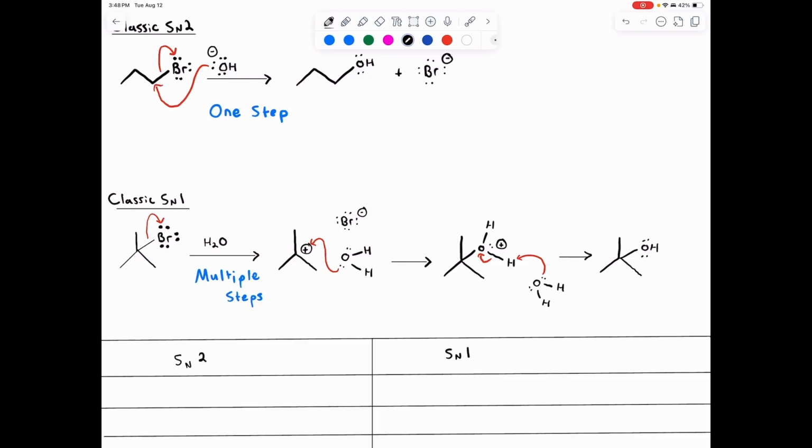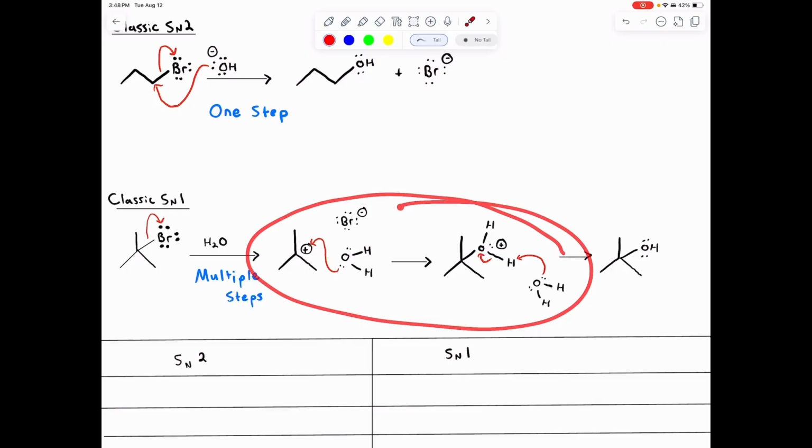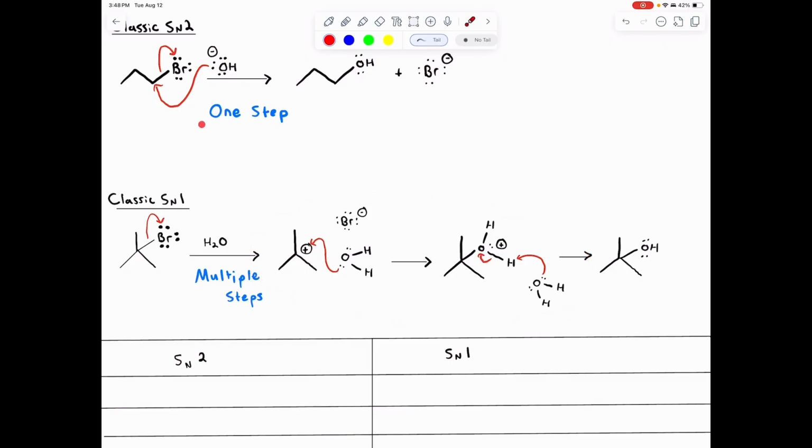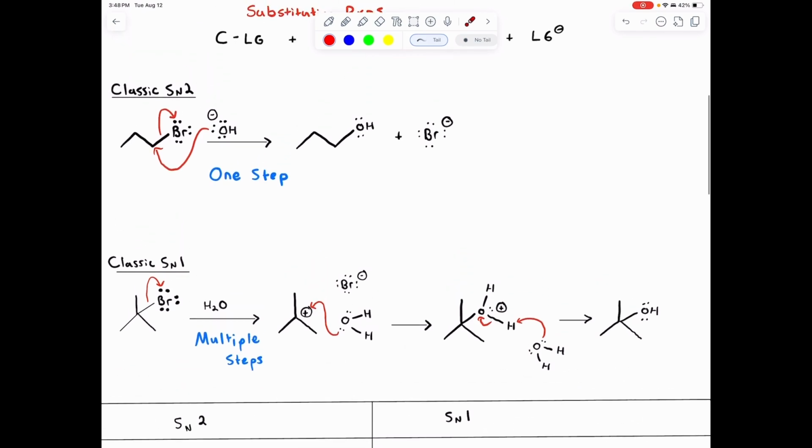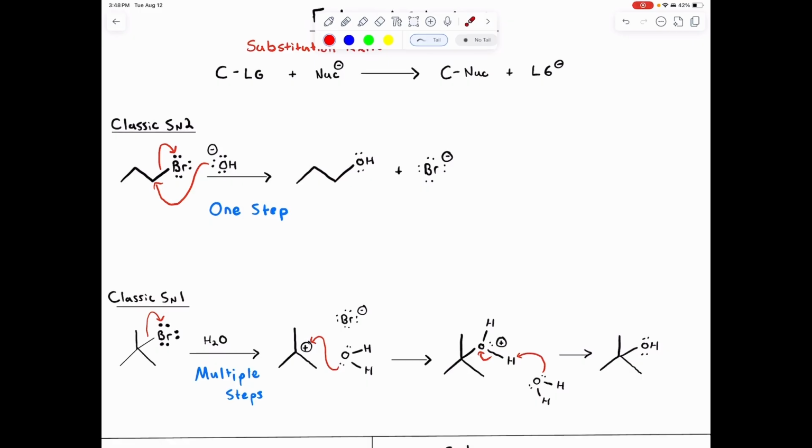Now, again, for the time being, don't get too wrapped up in this, okay? The big takeaway I want you to have is SN2 is one step, SN1 is multiple steps. And here's the other thing I want you to take away. At the end of the day, these two reactions have the same net result. Here's what I mean by that. We started out with a bromine on a carbon chain, and we replaced it with an OH.